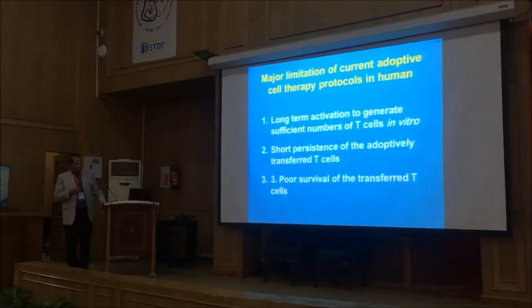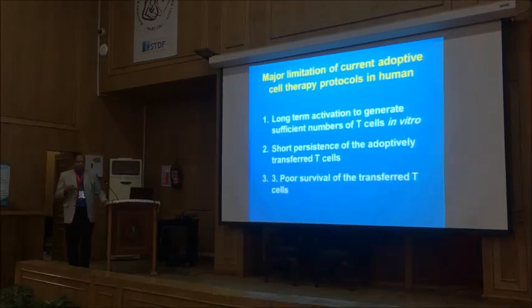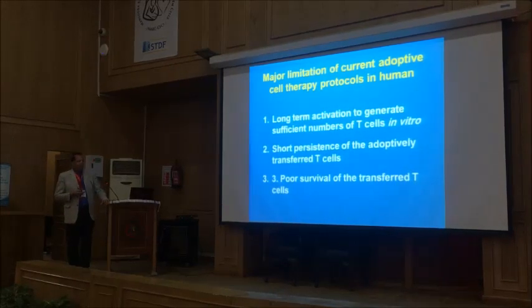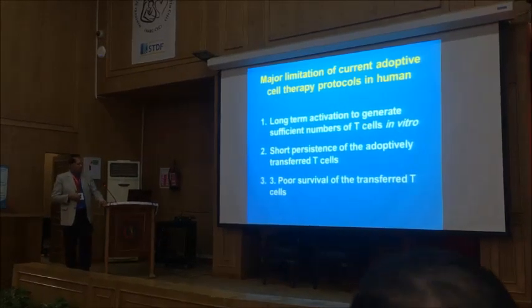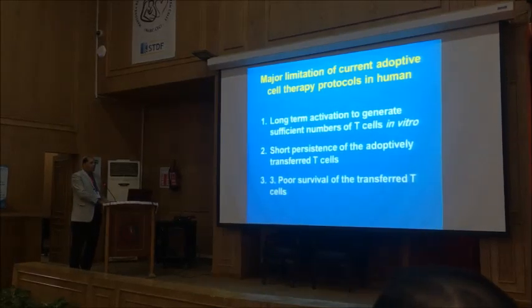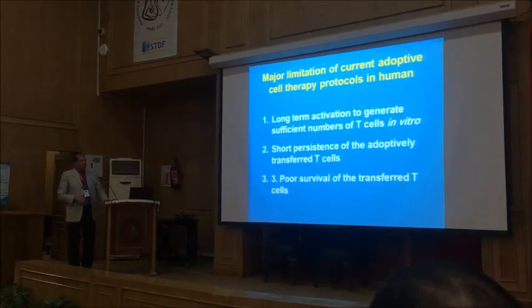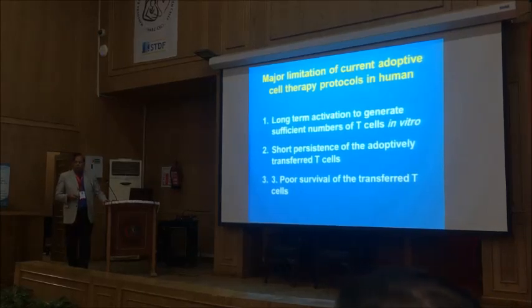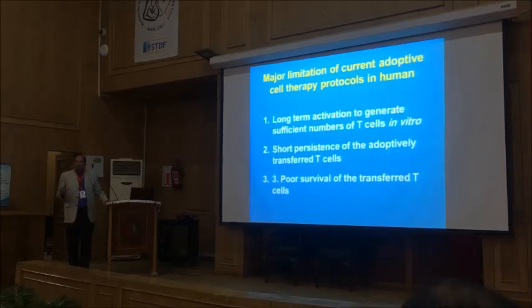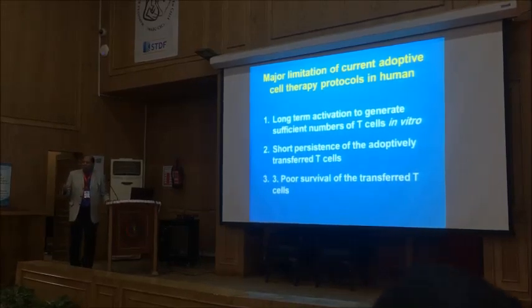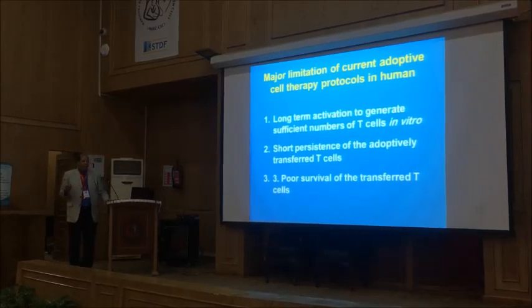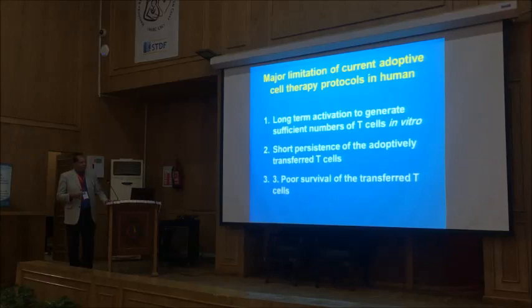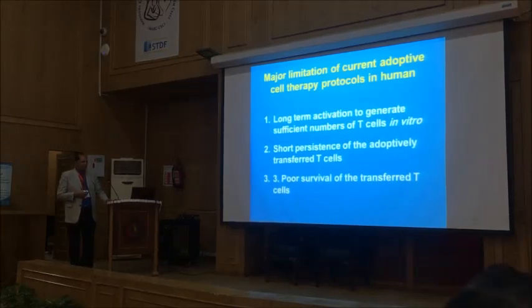In several groups, and we have also done several studies on adaptive T cell therapy, we found some challenges. The first main challenge is the long-term activation needed to generate sufficient cells. By the end of 3 or 4 weeks, we found most of the cells die. Even though they are very active, they die quickly when you infuse them back to the same patient.